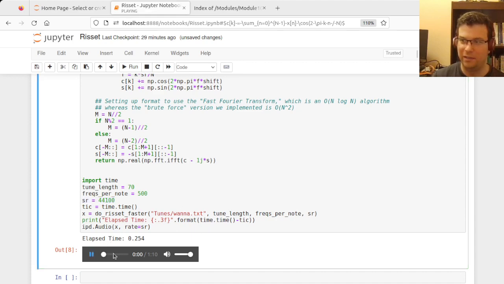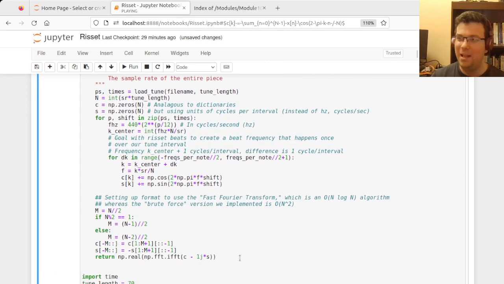Let's hear, did I get it? There we go. Okay, so that worked. The structure of this code is very similar.